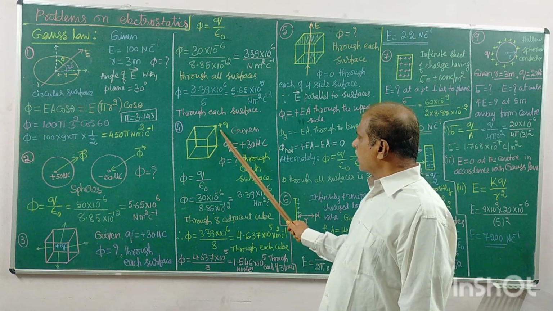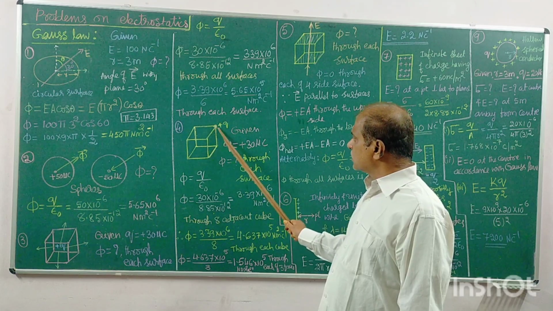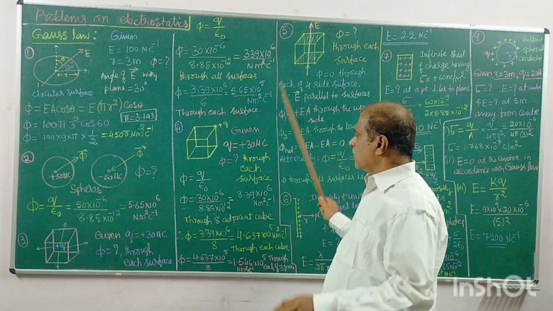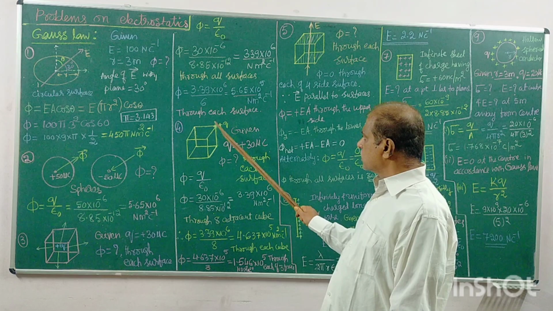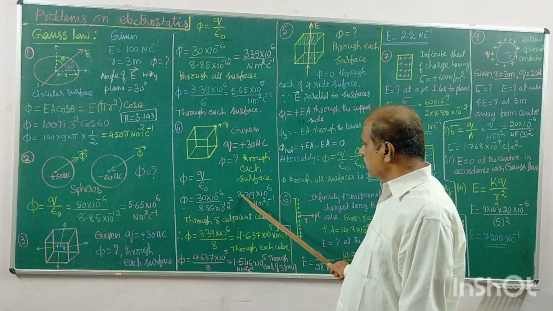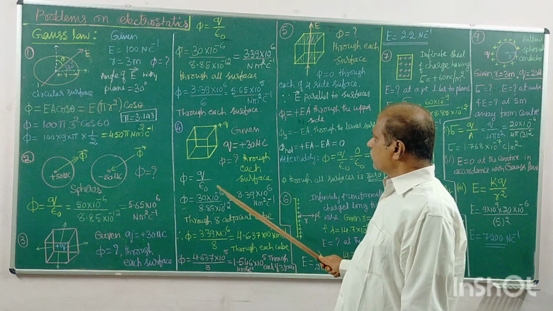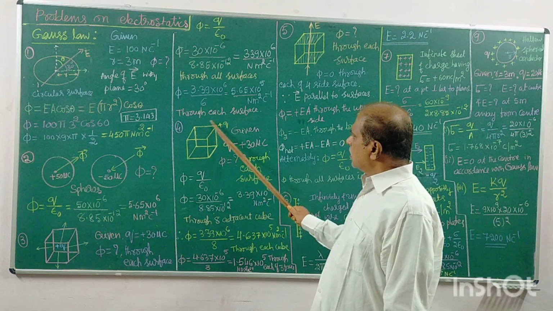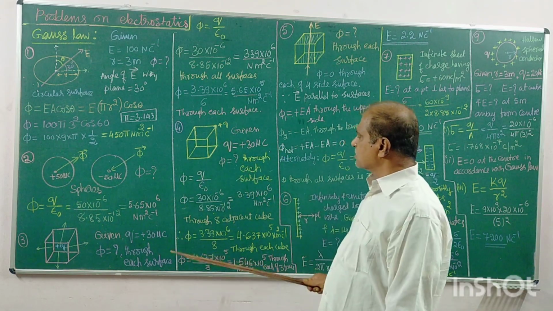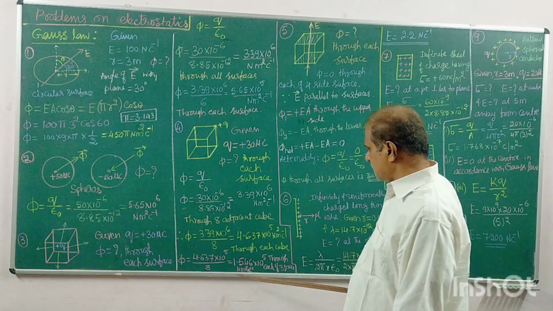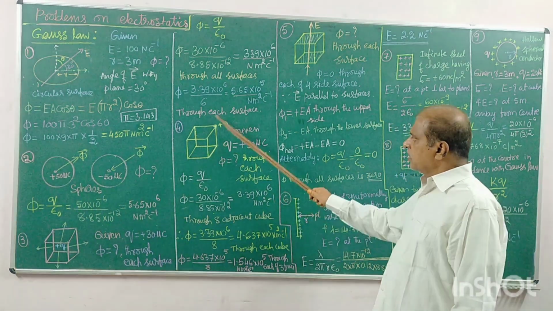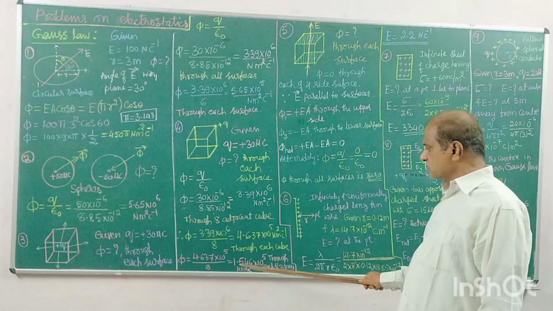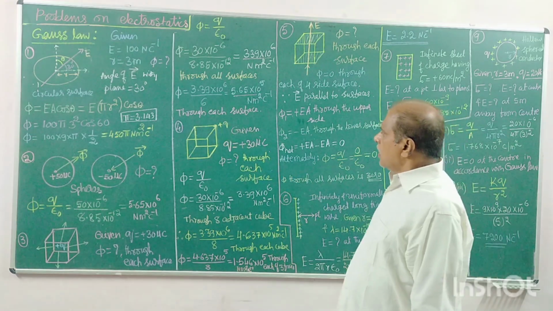First you have to calculate the total flux due to this cube. What is the geometry of the enclosure? There are 8 cubes adjacent to this. So divide by 8 for one cube, and in that cube the electric flux goes through only 3 faces, each face having an equal share. The remaining 3 faces have no electric flux. That is one calculation.